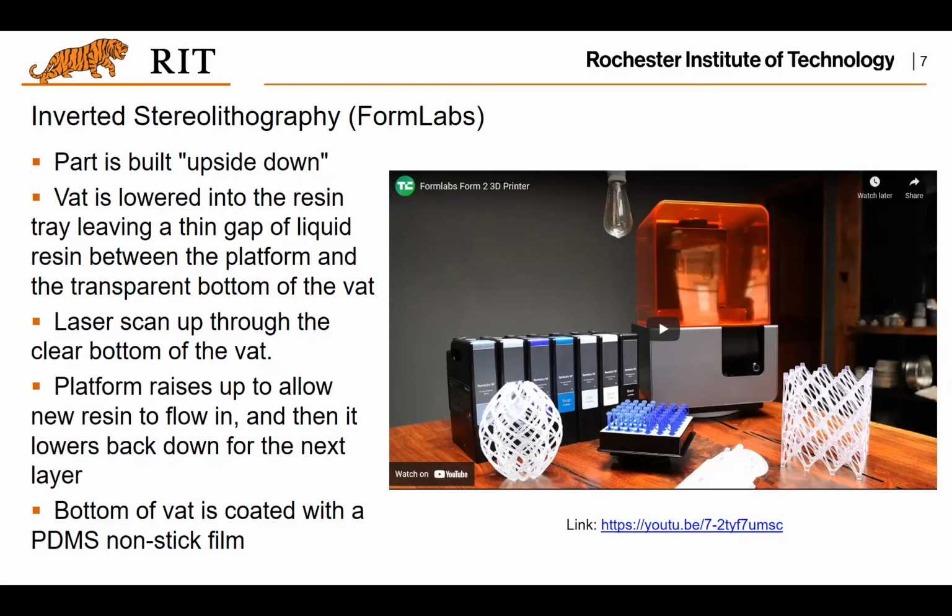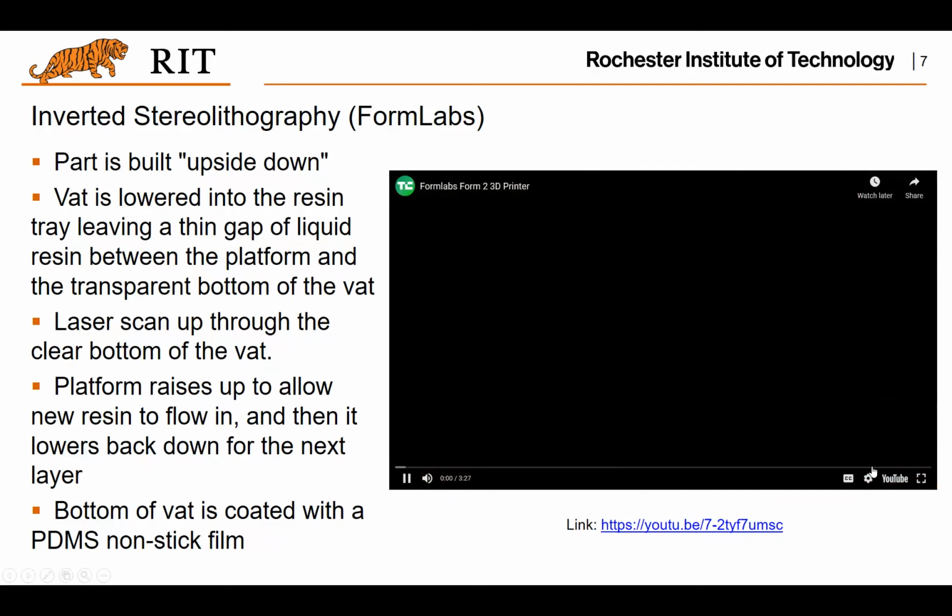resin to flow in, such that there will be another liquid resin in between the cured layer and the bottom of the tank. Then that liquid resin will be cured again, and after that the platform will move up again, and another new liquid resin will flow in again. So that's how it works. So maybe we look at this video.